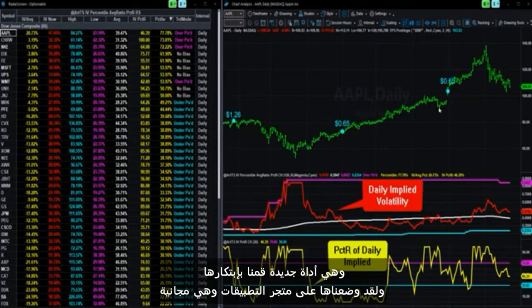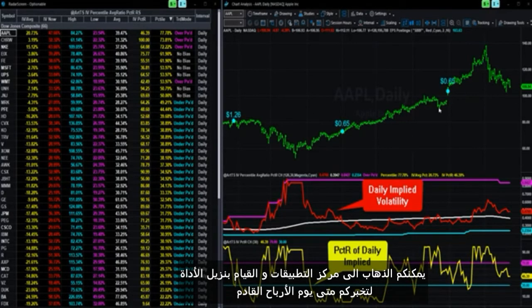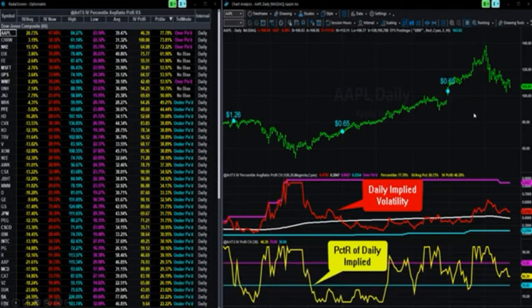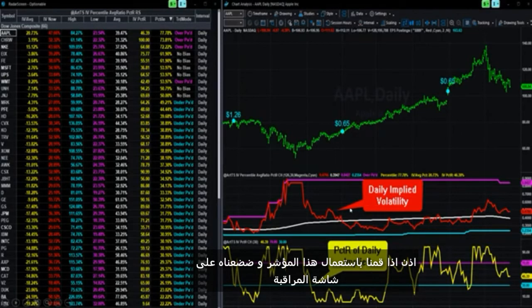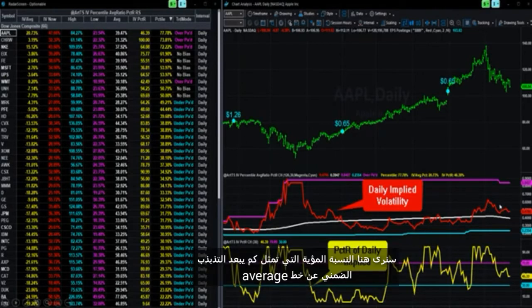It's free, and you can go to the App Store and download it. It'll tell you when the next earnings date is for any stock. So if we take this indicator and put it into the radar screen, we can see the ratio, that ratio between the average and the current value of IV.